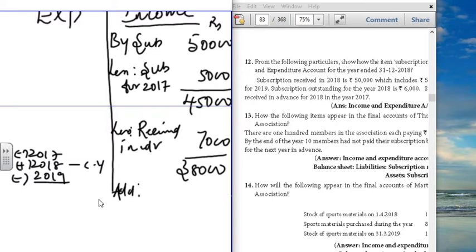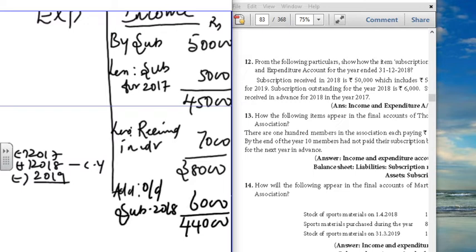Why add? Because for outstanding for the year 2018 they have given. 18 is the current year. So outstanding subscription for 2018, what is the amount? 6,000. You have to add this, and it amounts to 44,000.